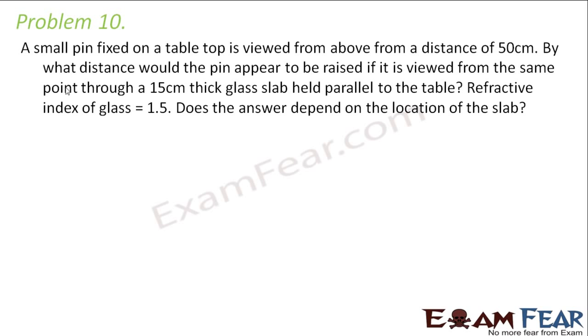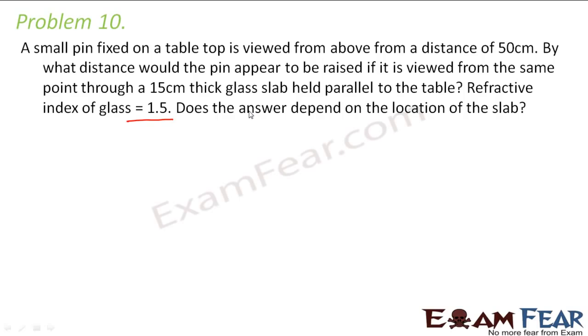It says that a small pin fixed on a tabletop is viewed from above from a distance of 50 centimeters. By what distance would the pin appear to be raised if it is viewed from the same point through a 15 centimeter thick glass slab held parallel to the table? Refractive index of glass is equal to 1.5. Does the answer depend on the location of the slab? So this problem is related to the real depth, apparent depth concept.